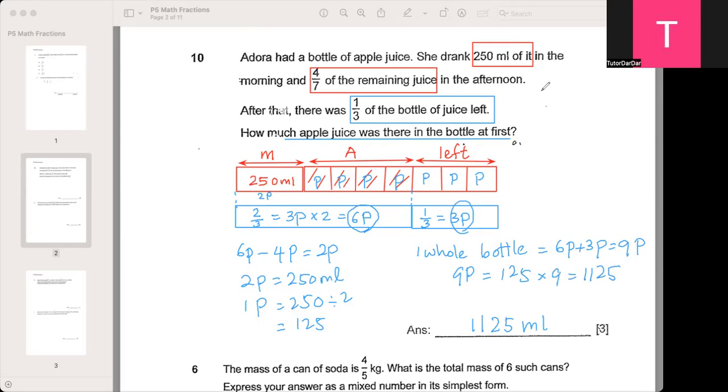How to differentiate this type of question? This type of question always starts with this type of number. Then they will have this remaining portion or the remainder. So for the remainder portion, you have to draw properly. Then after that, they will have this left portion. Then you have to draw accordingly in this way. Then this question is very easy to solve.